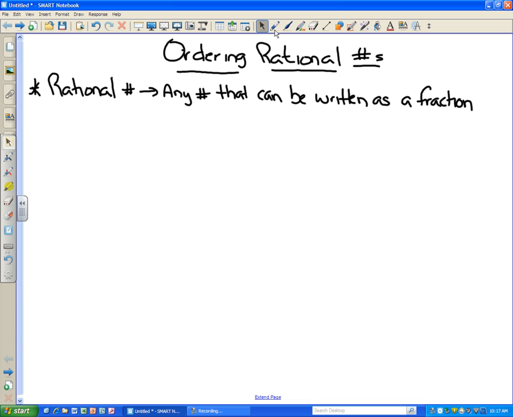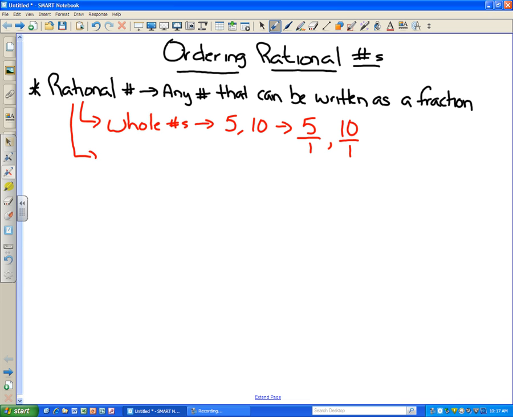So some examples of rational numbers would be whole numbers, like the numbers 5 and 10. Every whole number can always be written as a fraction over 1: 5 over 1, 10 over 1. Another example would be integers, because we all know that integers are whole numbers and their opposites. -6 can be written as -6 over 1.